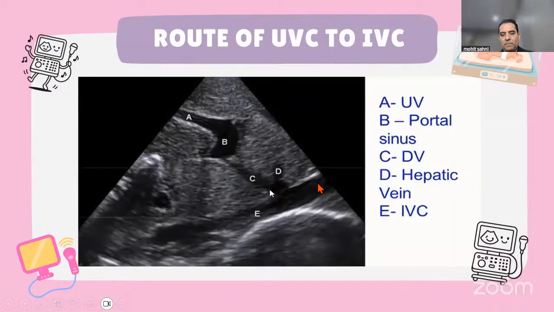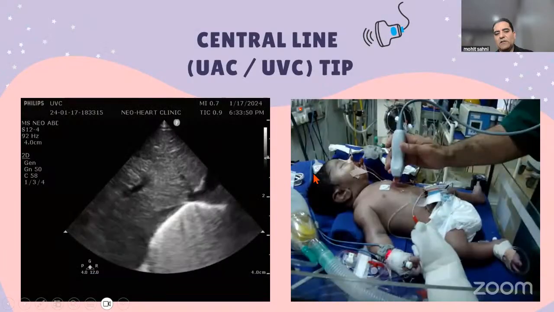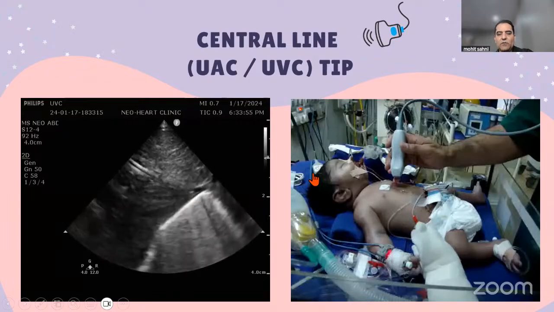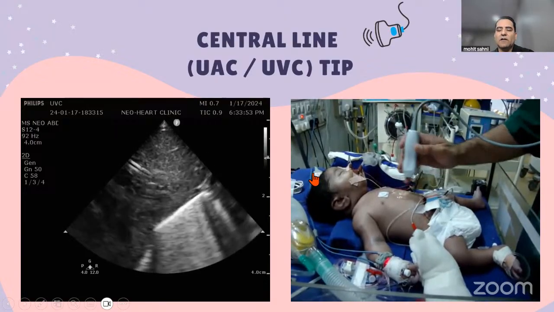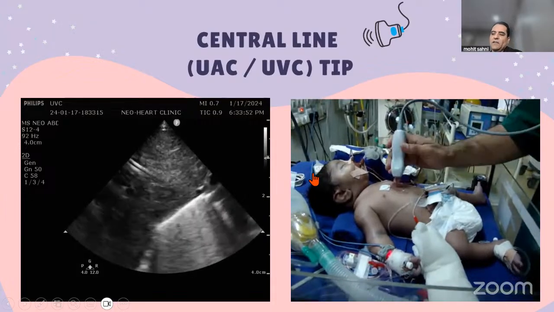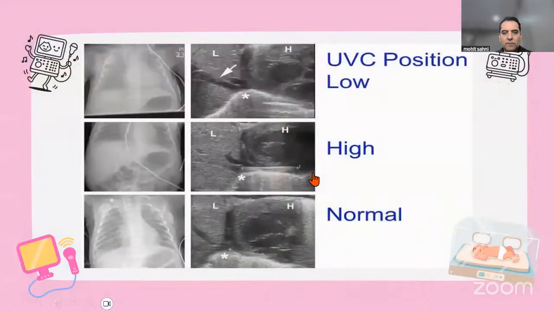The ideal point is here. So that means it is low lying. It has not reached its ideal point where it should be. So it is a low lying UVC. Normally when you see in the X-ray, you will see the UVC tip in the liver. That means the UVC has not entered into the central venous system. It is still in the vascular system of the liver, in the hepatic vascular system, either in the portal sinus or the ductus venosus. So that we call the low UVC.